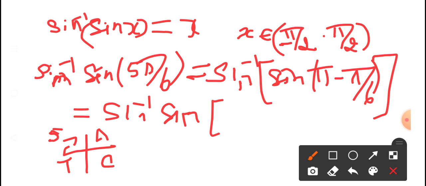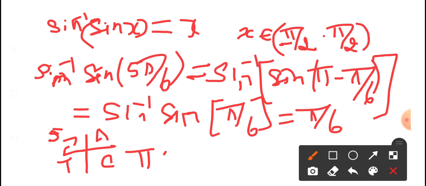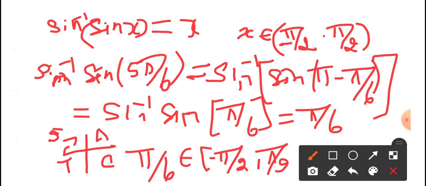Okay. Now pi minus pi by 6. Pi means 180 degree, that is an even number of times 90 degree, 2 times. So theta has no change. So pi by 6, sin pi by 6. Now you listen, sin inverse of sin pi by 6 means pi by 6. Here pi by 6 belongs to minus pi by 2 to plus pi by 2. Okay. Do you understand this stuff? Okay. Thank you.